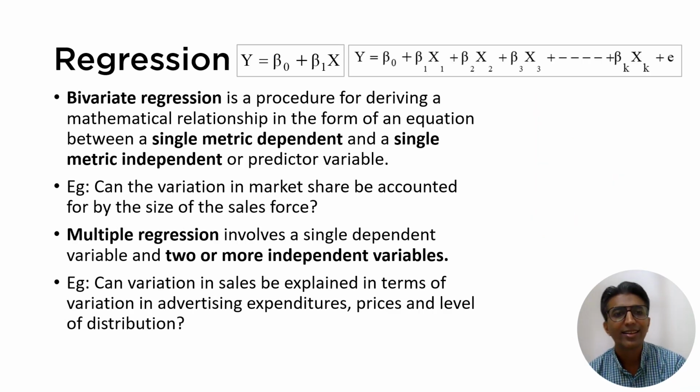Now let's understand regression from the perspective of what it is and how it advances our understanding with respect to understanding the phenomena and predicting the phenomena. So when we say regression, it simply addresses two specific questions. One is, what is the strength of the relationship, and second, what is the direction of the relationship.